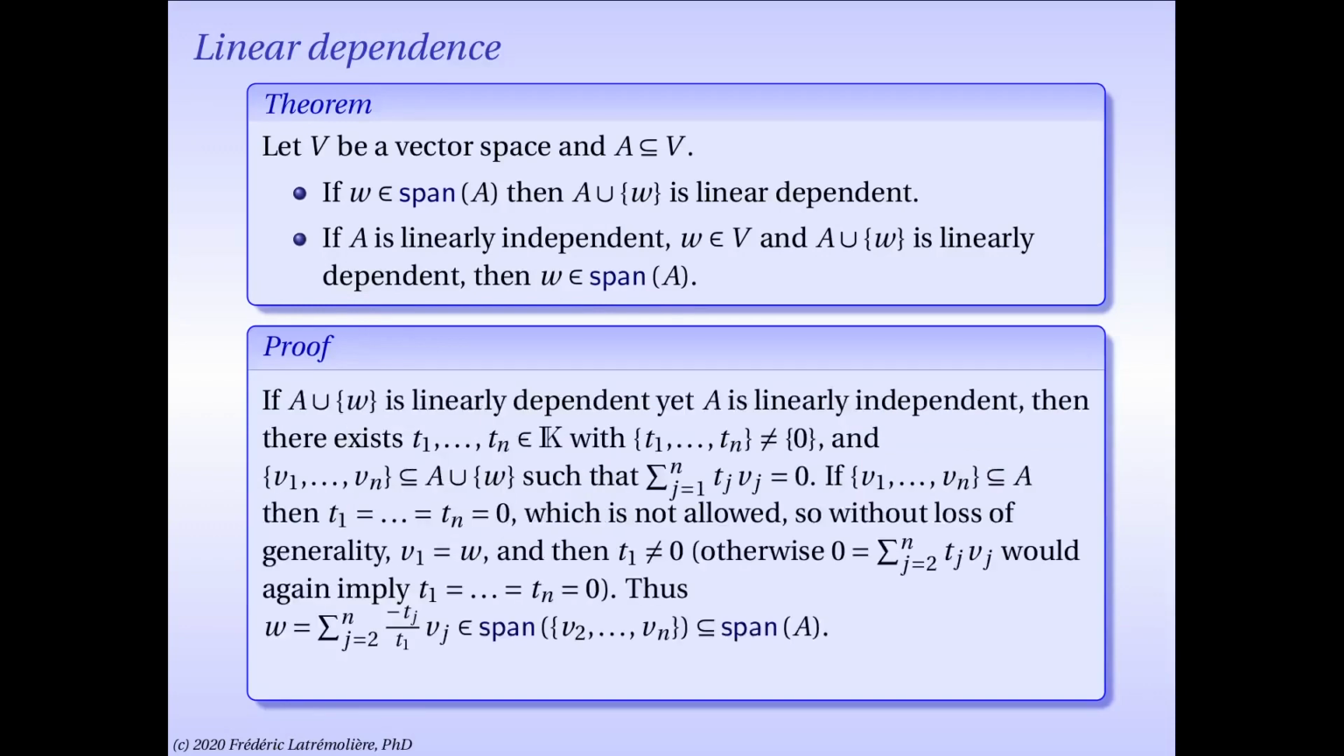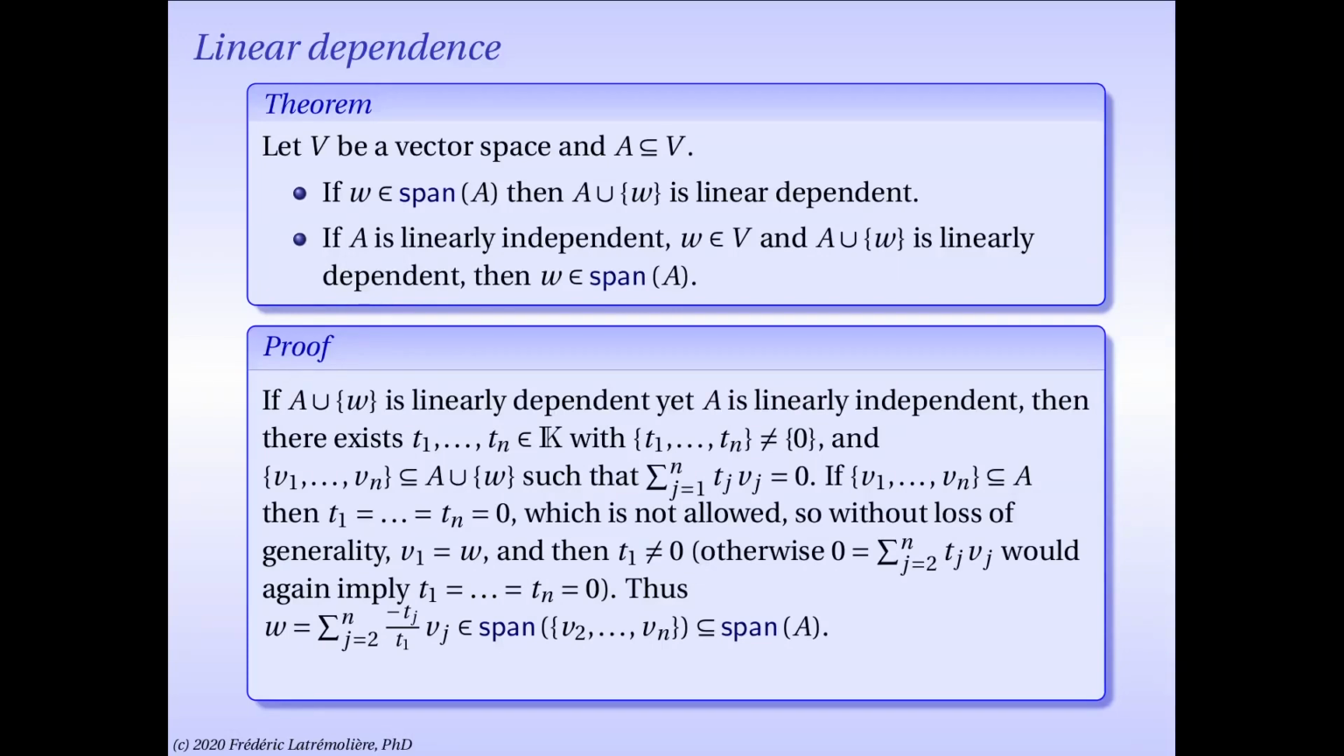So let's prove the second point. I'm assuming A is linearly independent, yet A union the singleton omega is now linearly dependent. What does it mean to be linearly dependent? Well, it's the contradiction of the statement about linear independence. So it means I can write the vector 0 as a linear combination of vectors in A union the singleton omega, but where not all the coefficients are null. That's the exact contradiction.